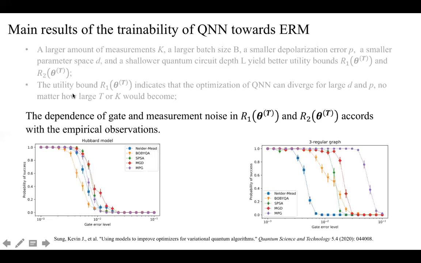Here we demonstrate that the dependence on gate and measurement noise in R1 and R2 agrees with the empirical observations. As shown in the following two figures, no matter whether we use QNN to tackle the Hubbard model or three-regular graph tasks, as the gate error level increases, the probability of success is dramatically reduced.